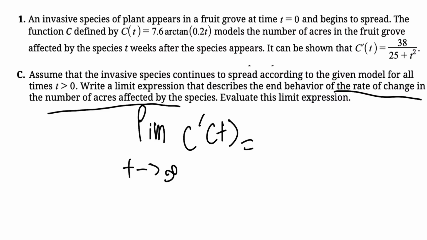And c prime of t is 38 over 25 plus t squared. You could use a calculator to see this graphically, but you can easily tell the denominator is going to grow infinitely big as t goes to infinity, and you end up with this limit equaling 0. So this is all you have to do for part C.